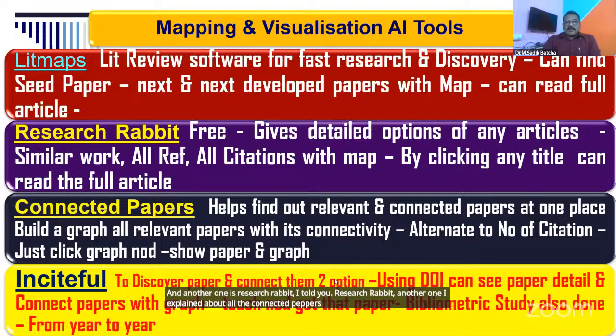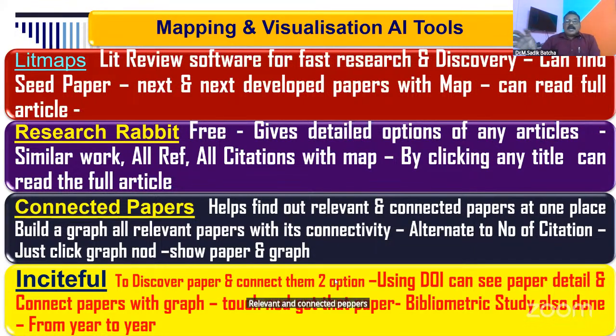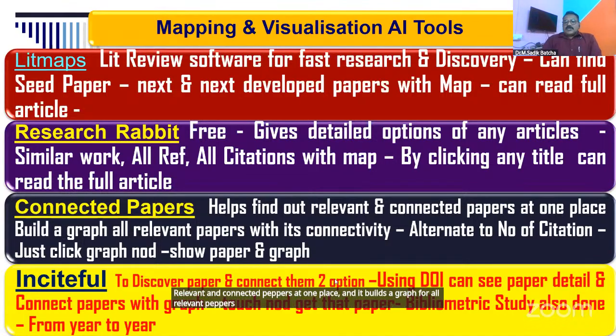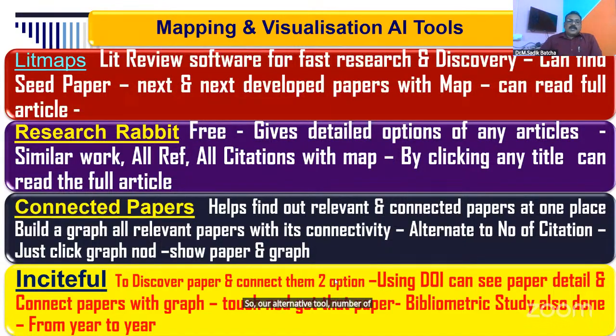So these connected papers help to find relevant and connected papers in one place, and it builds a graph of all relevant papers with their connectivity. As an alternative to the number of citations, we can also get it. Just click a graph and it shows the paper and the graph together. That is what Connected Papers does. And another one is Inciteful. So these are all the mapping and visualization AI tools.